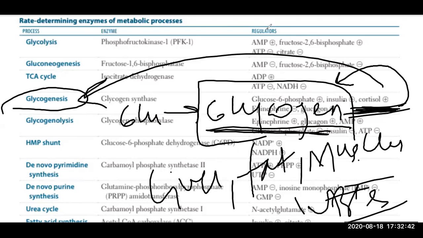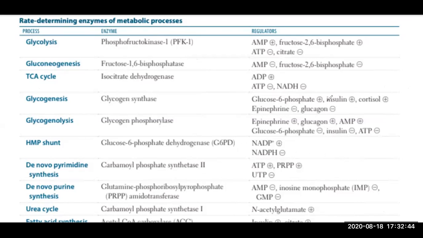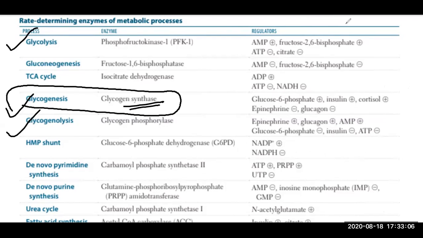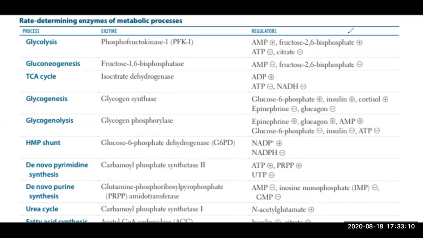So now we are done with these things. We are done with glycolysis, we are done with glycogenesis, we are done with glycogenolysis. You understood the regulators, you understood the rate limiting enzymes. Please remember, the rate limiting enzyme for glycogenesis is glycogen synthase. There is another concept which I want to tell you. Very nice thing to remember.